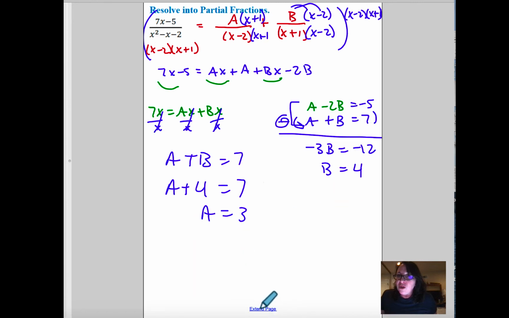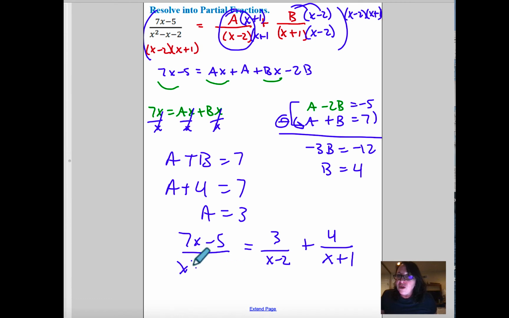So the way you're going to write your answer for the test, of course, is that it equals a, which is 3, so 3 over, and now you've got to be careful, because whatever you put up on the top is what a is over. So 3 over x minus 2 plus b, which is 4, over x plus 1. And so this right here is the answer to my question, sort of like Jeopardy, right? 7x minus 5 over this thing. All right, and so you just box this up because that's actually your answer.